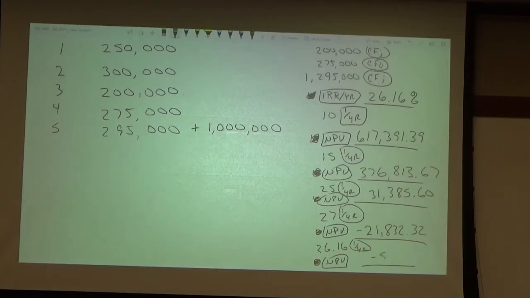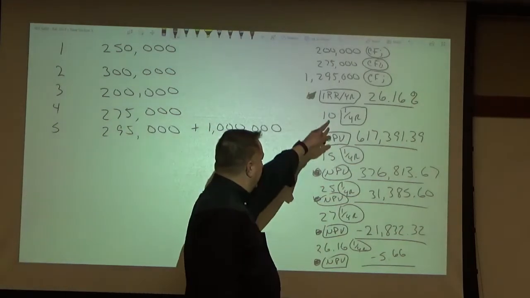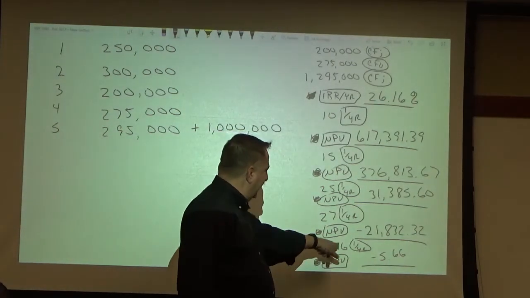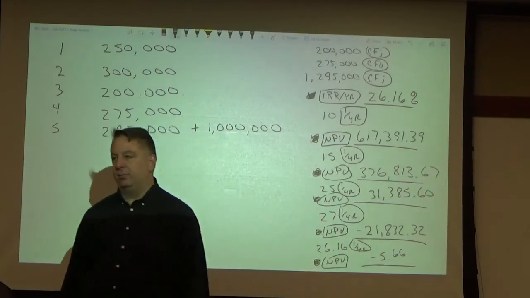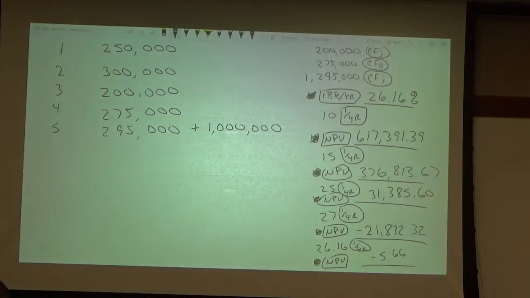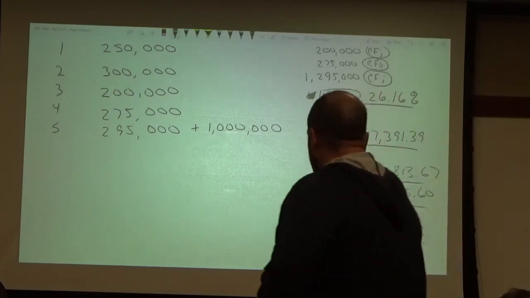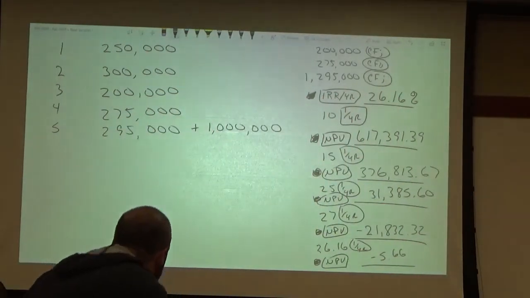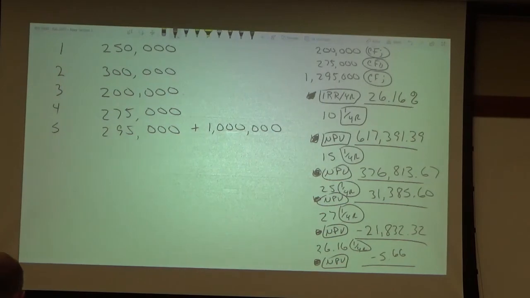So yeah, $5.66. Now, if we had carried out the decimal places on what that actual return of 26.16 is, then obviously we would have gotten precisely zero. Any questions about that? Conceptually, does it make sense? Yes. Is there anything about it that throws you for a loop? Okay, so let's approach it a little bit differently.